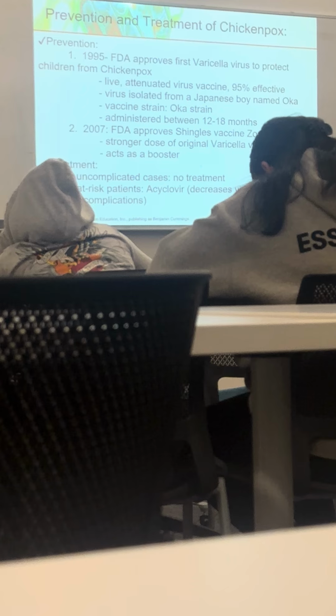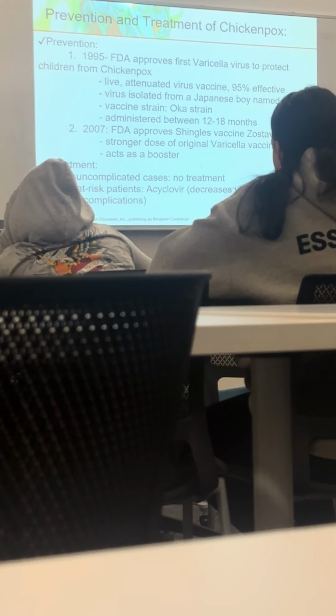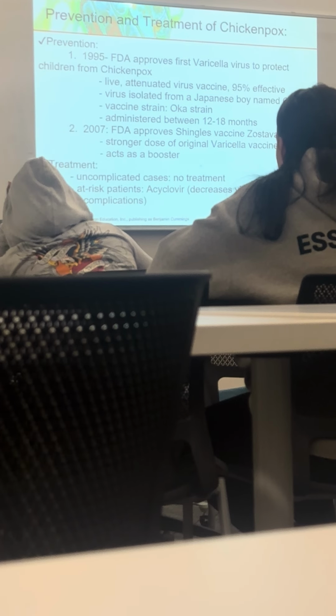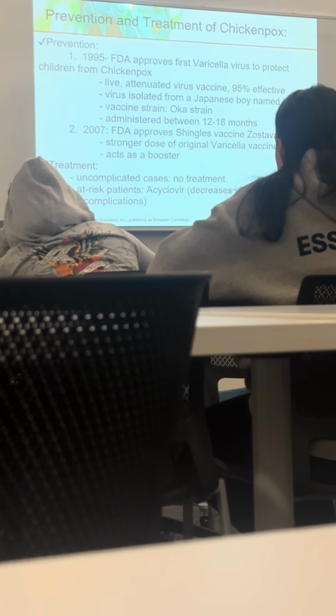If you have, give the boosters. Our vaccine, right? The vaccine that we have actually comes from one patient. It's called the Oka strain. So that's a little boy called Oka, and that's where they isolated chickenpox from. So everybody gets his chickenpox virus in the vaccine, which is kind of cool, right? Everybody has like Oka's vaccine.